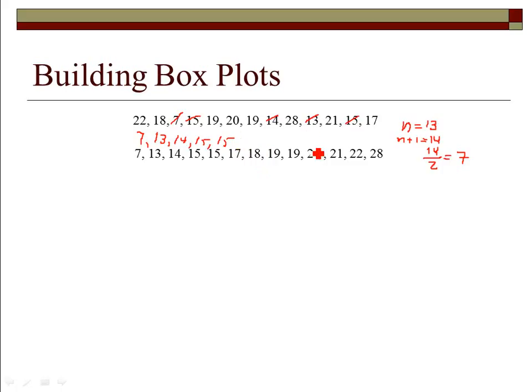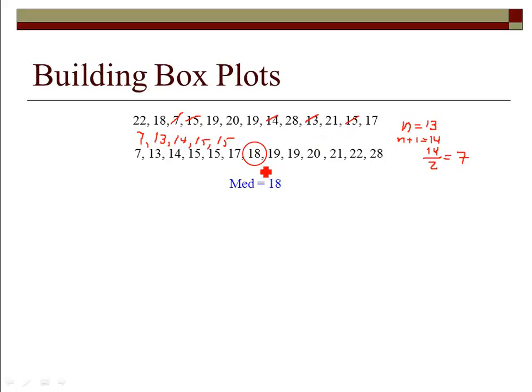If there's an even number of data points, you're going to get a decimal. You might get 17.5. Then you go halfway between the 17th and 18th value. So the seventh point is 18. That is my median.